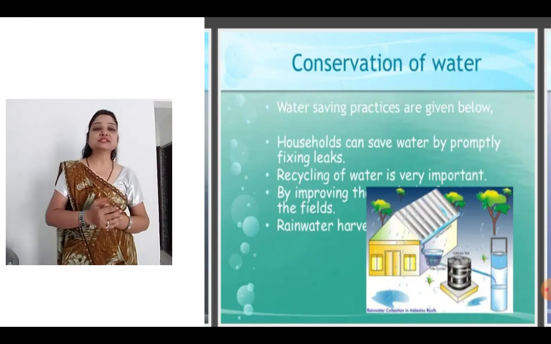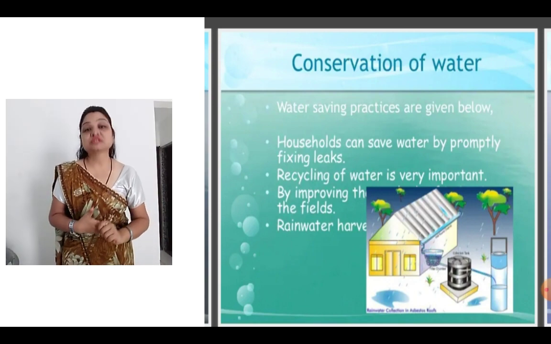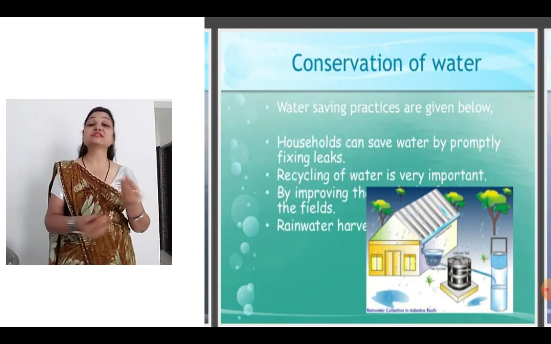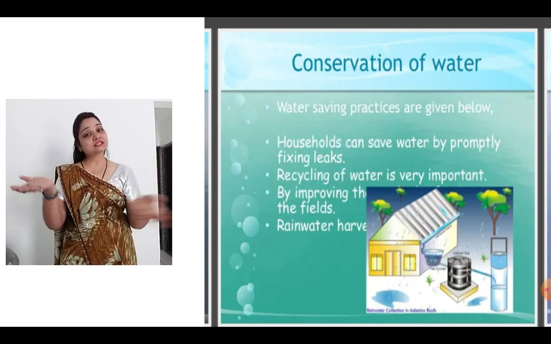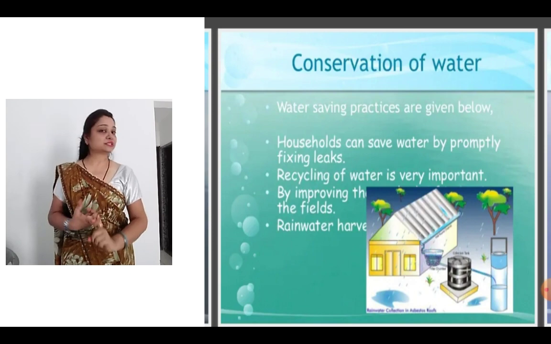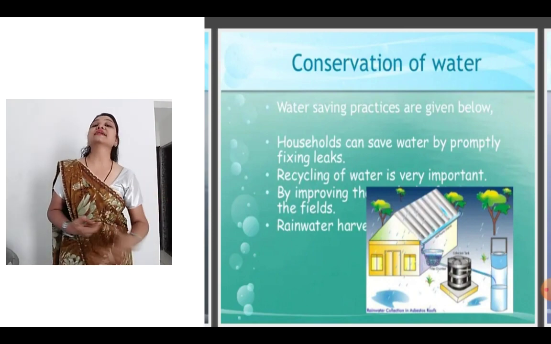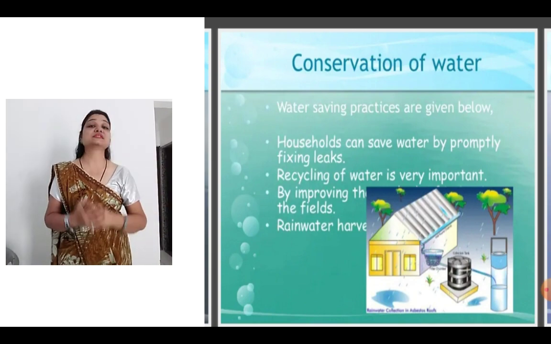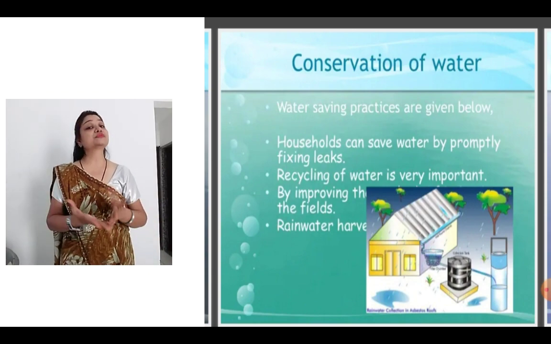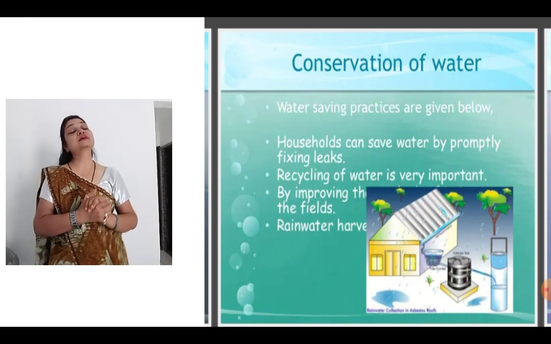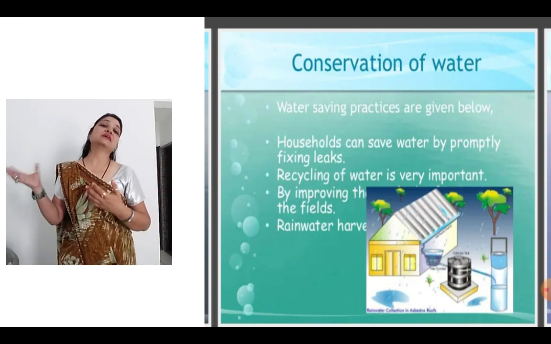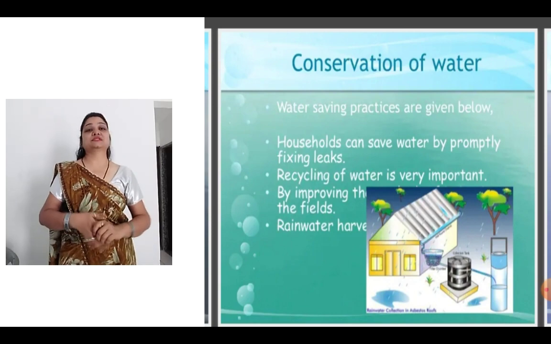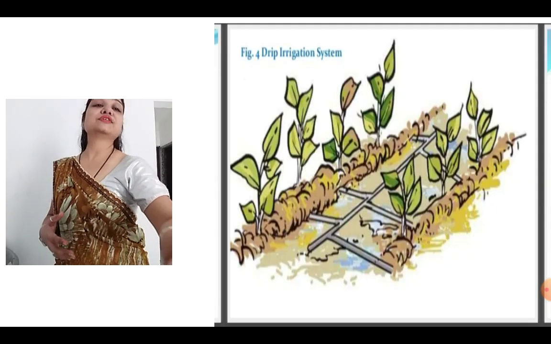There are some more points. In households, we can save water by fixing leaks. Just now I told you, wherever you see a pipe with some leakage, water is getting wasted, so inform the adults that it should be fixed. Then rainwater harvesting we have discussed, and recycling of water, which our government is doing. Sewage water is treated in wastewater treatment plants. We'll discuss this also in a chapter. After treatment, that water is again supplied and we can use it for various domestic and agricultural purposes. This is how we can conserve water.